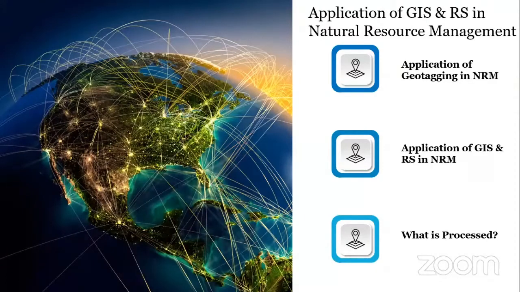So we are using very basic things which can be applied across the natural resource management team. I have divided my presentation accordingly. I'll discuss the application of geotagging in NRM, then the application of GIS and remote sensing in NRM, and what is processed: how data is collected, what is processed through the data, and how we are using it.